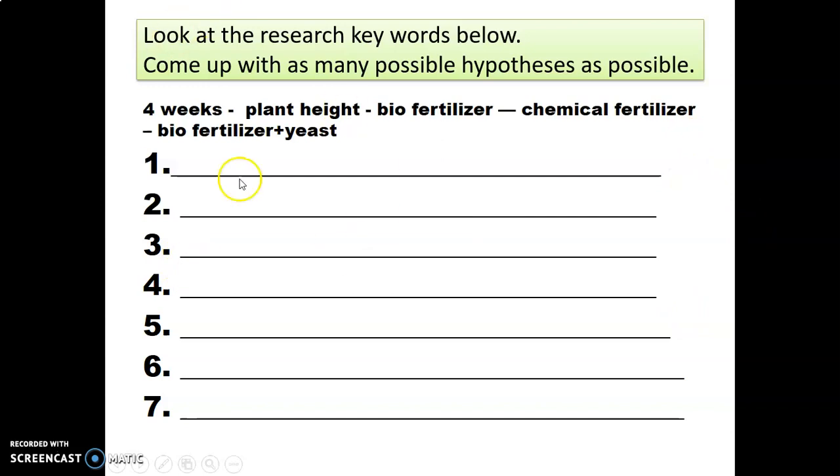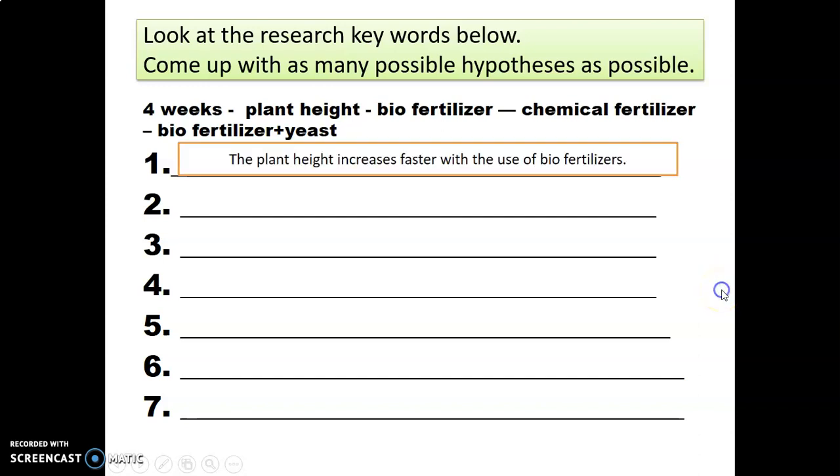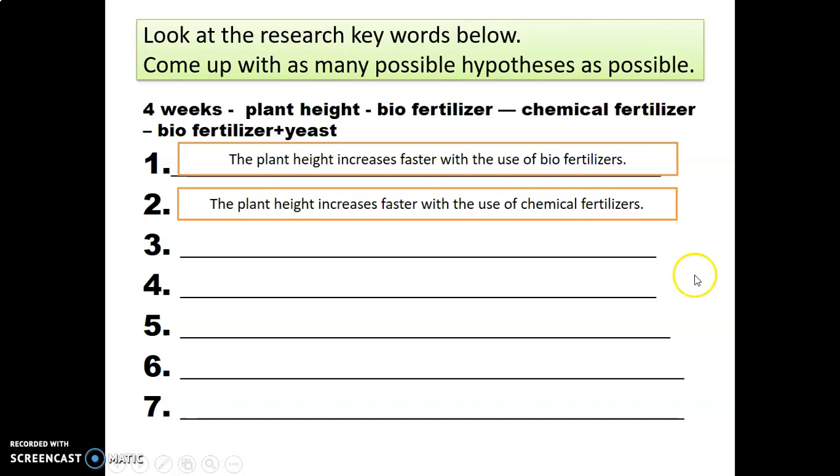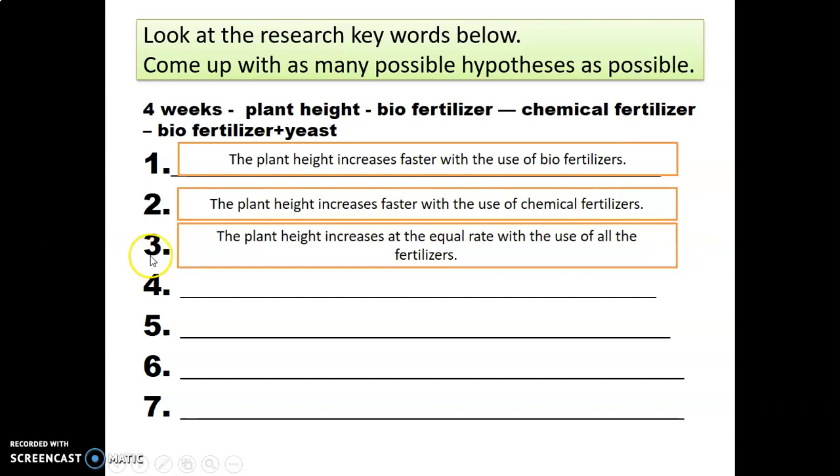Okay. So hopefully you have thought about it and you have come up with some. Well, these are mine. Number 1, the plant height increases faster with the use of biofertilizers. That's my hypothesis number 1. My hypothesis number 2, the plant height increases faster with the use of chemical fertilizers. My hypothesis number 3, the plant height increases at an equal rate with the use of all the fertilizers. Well, I'm not going to talk about 4, 5, 6, 7. You think about it for yourself, okay? And share it with your teacher, and the teacher will check if this is an appropriate hypothesis or not.